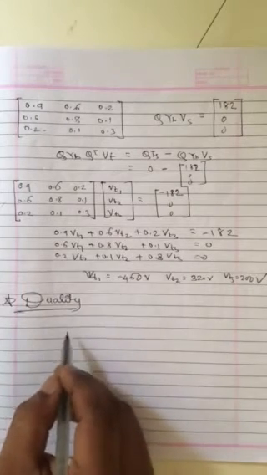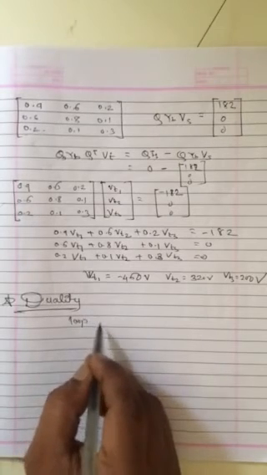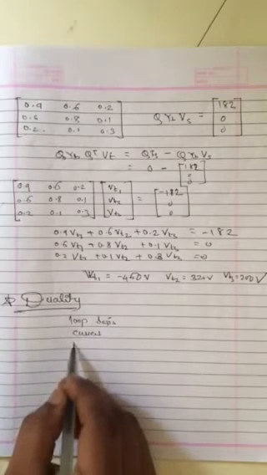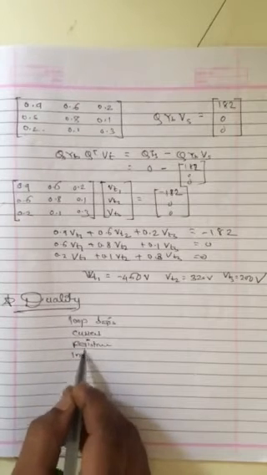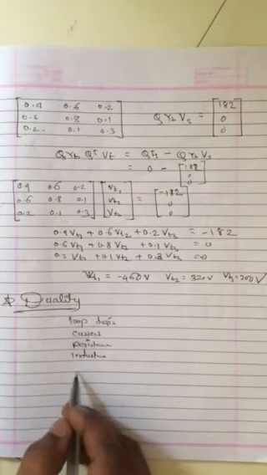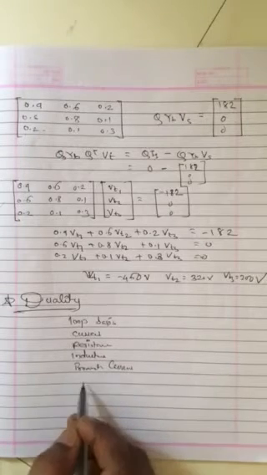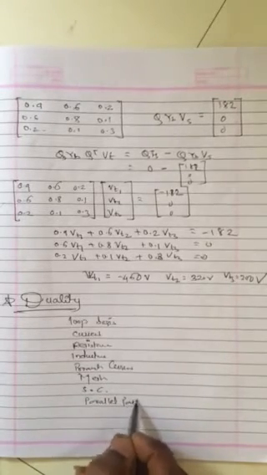see, I will show you the chart. In loop basis, what do we have? Current, then we have resistance, we have inductance, branch current, we have mesh, we have short circuit, we have parallel path.